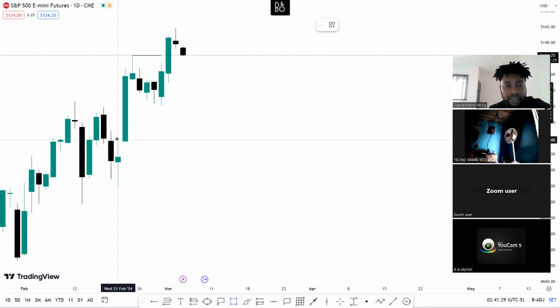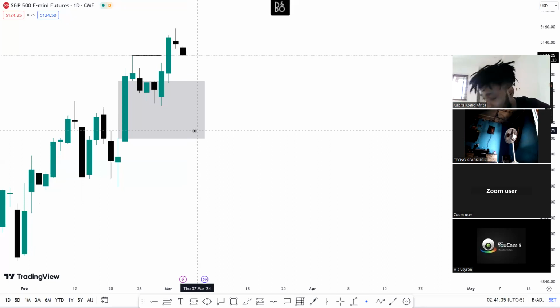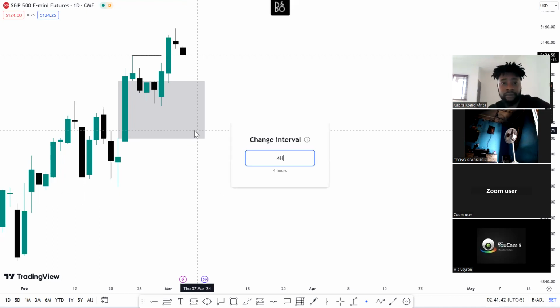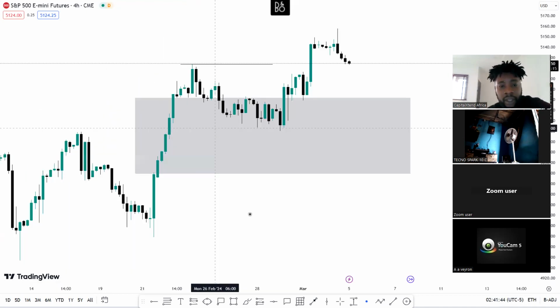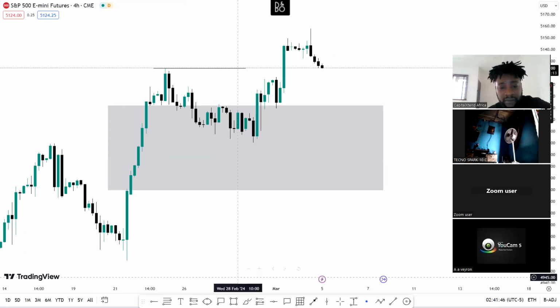Previously, price played this daily gap. The same thing that happened to me on NASDAQ happened to me here. I was waiting for price to come down to the 4 hour. Let me show you guys. I was waiting for price to play this 4 hour gap here.